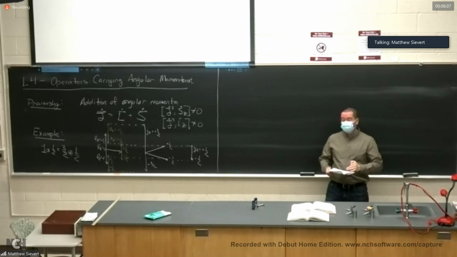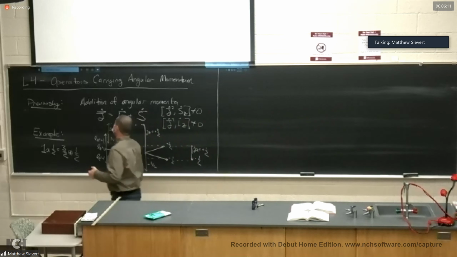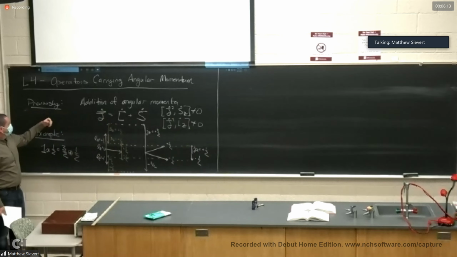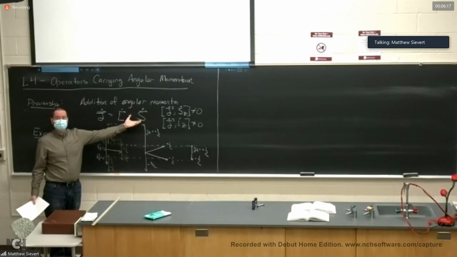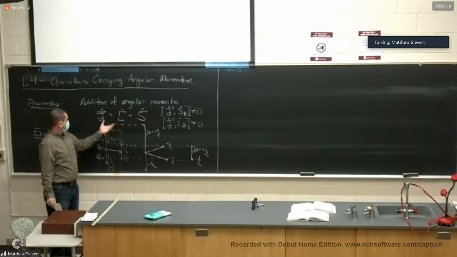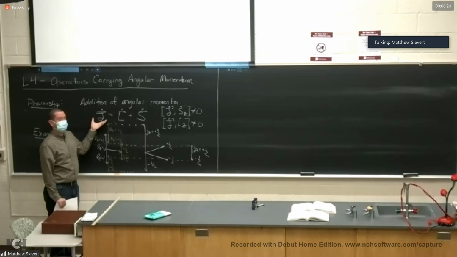Okay, if not, then let's remind ourselves what we talked about last time. On Monday, we were discussing the addition of angular momenta. So we considered the case when you have a system that has both orbital and spin degrees of angular momentum. And we talked about how to add the two together because it's the total angular momentum J which governs the rotational properties of the system.